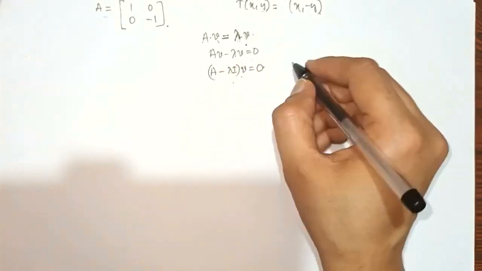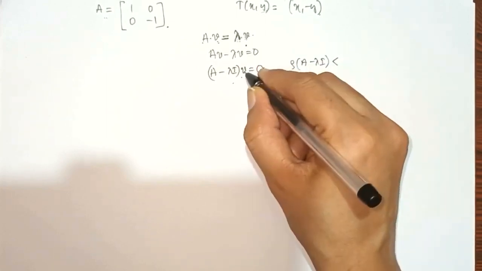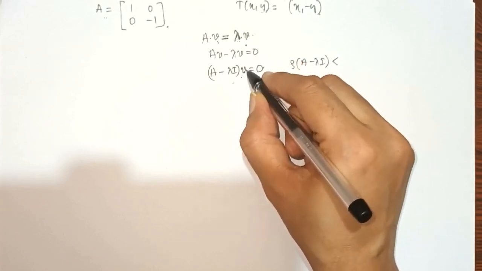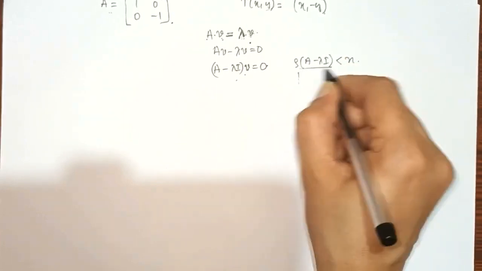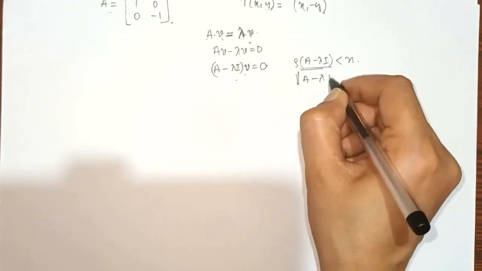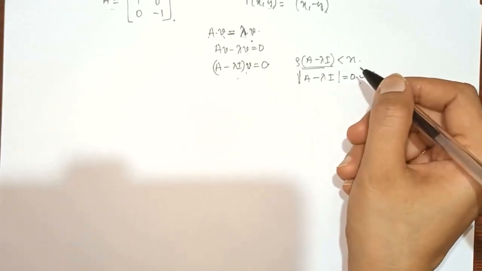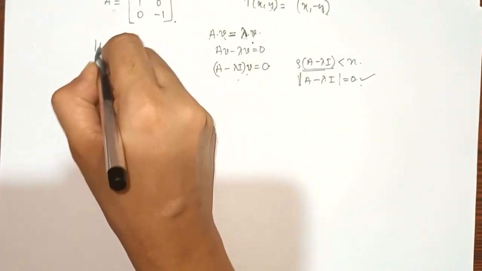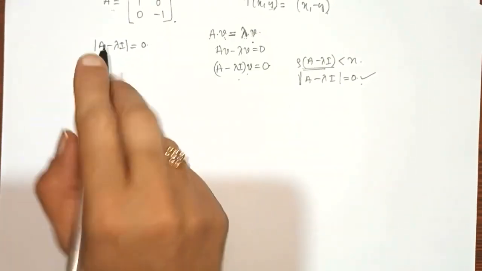That exists only if the rank of A minus lambda I is less than the number of variables, that is, the number of points in the given tuple V. So the rank is less than the number of variables only if the determinant of A minus lambda I equal to 0. Therefore, we call this the characteristic equation. So to find the eigenvalues, algebraically what we do is we find its characteristic equation.